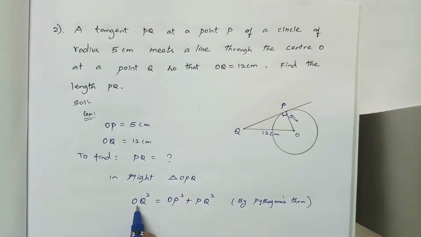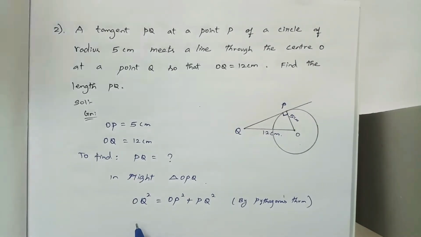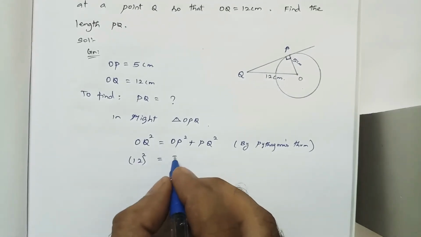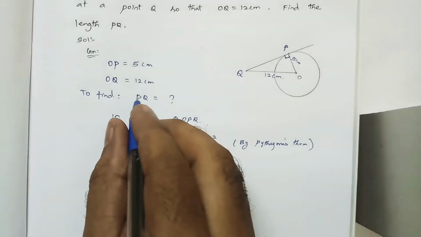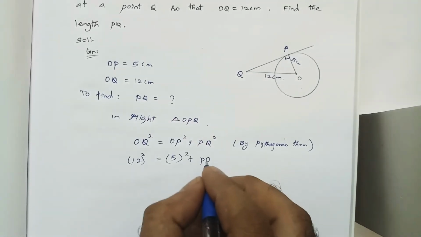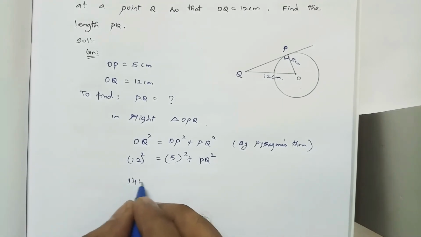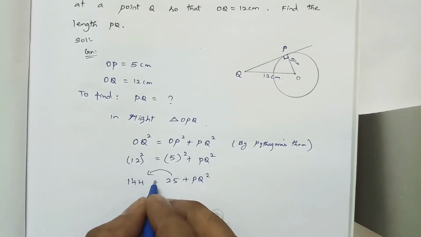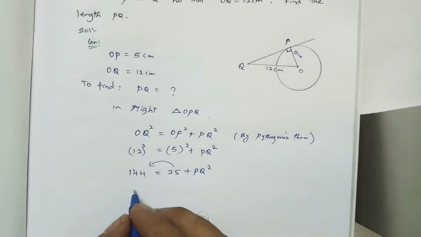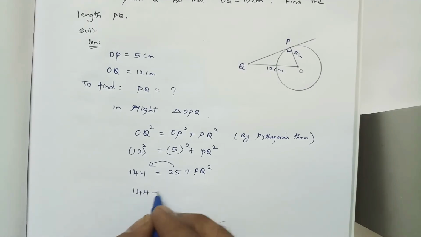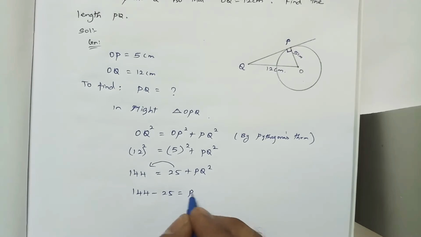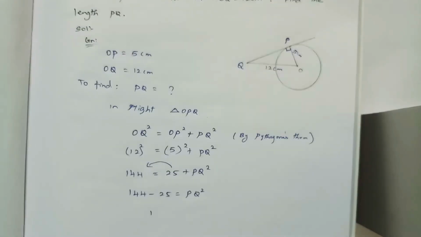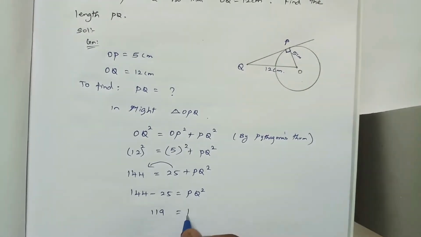So already we know the value of OQ, 12 centimeter. So substitute: 12 square is equal to OP, that is 5 square, plus PQ, which we don't know, so we keep it as PQ square. 12 square is 144 and 5 square is 25 plus PQ square. Bringing this 25 to the LHS, 144 minus 25 is equal to PQ square. Subtracting, 119 is equal to PQ square.